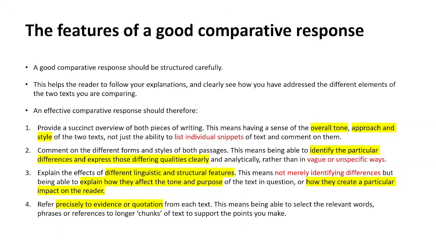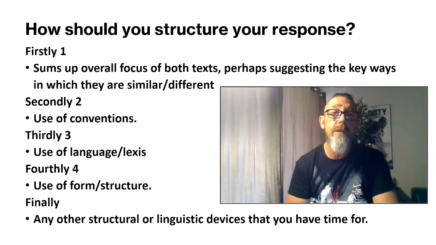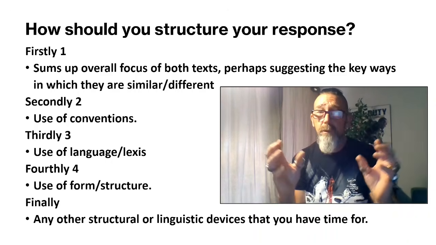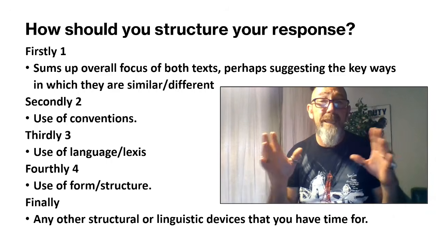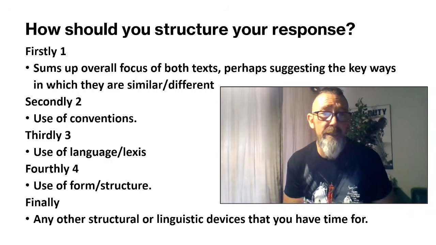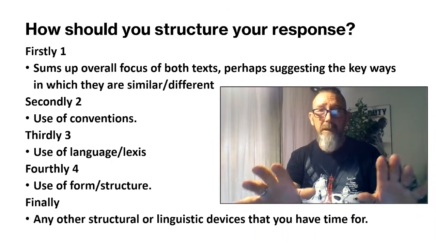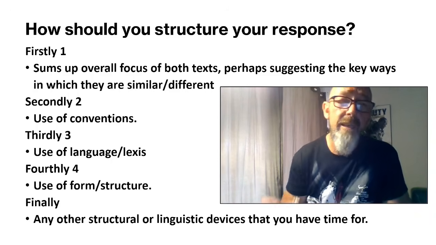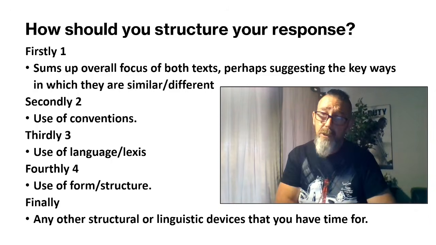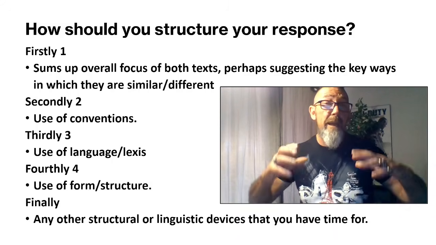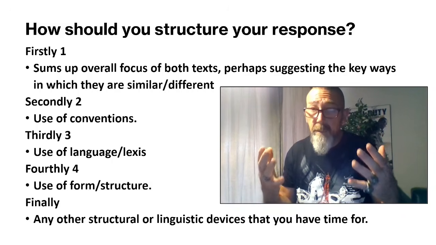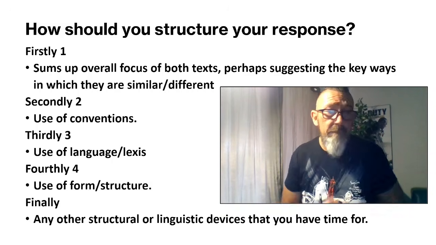And a good structure that you can basically use is something like this. Firstly, sum up your overall focus of both texts, suggesting the key ways in which they are similar or different. Maybe 50 words roundabout, don't go further than that. Discuss the use of conventions, so you can show the examiner you understand the two key conventions in the text, where they are similar, where they are different.